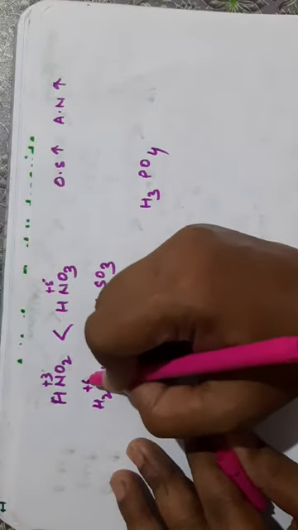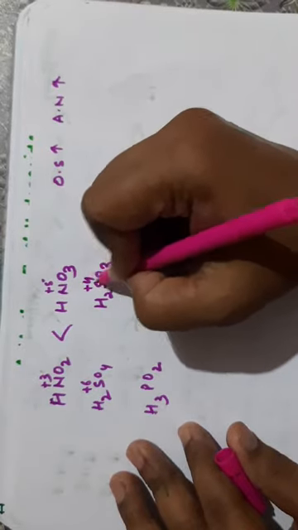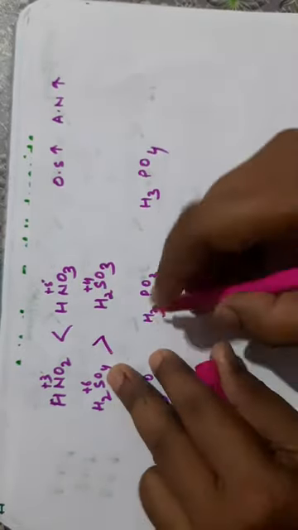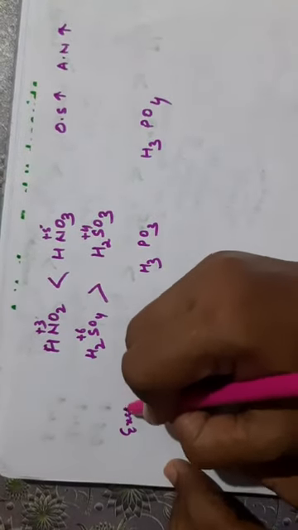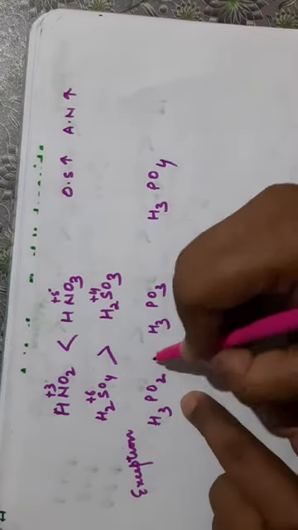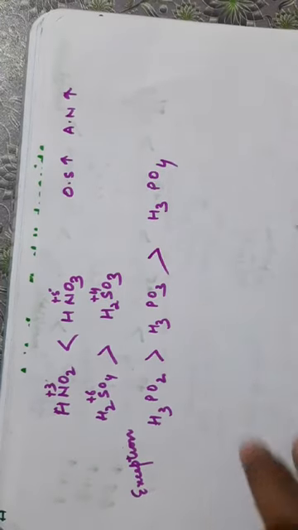H2SO4, here it is +6, H2SO3 it is +4. So it is more acidic. The greater the oxidation state, the more will be the acidic nature. But it is an exception here. H3PO2 is most acidic, then H3PO3 and then H3PO4.